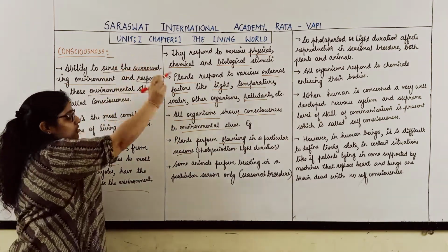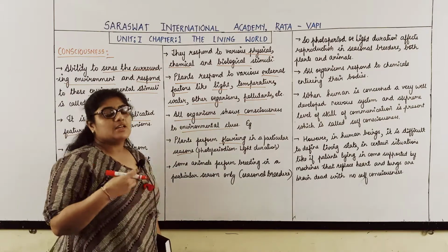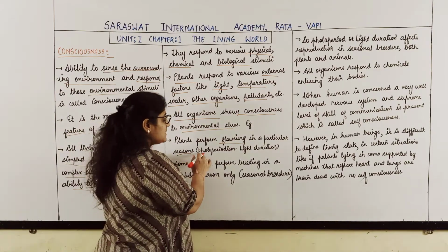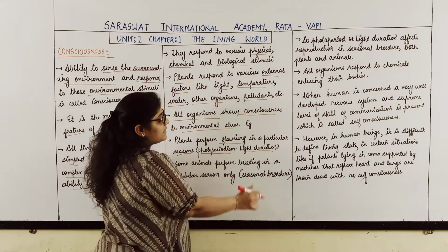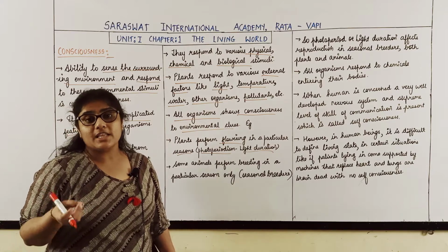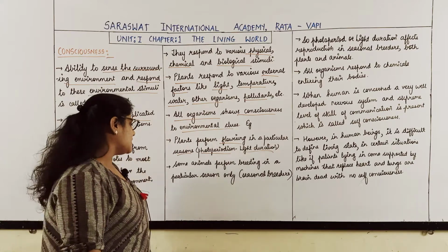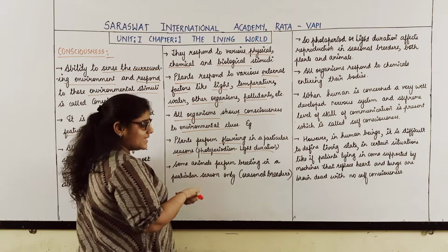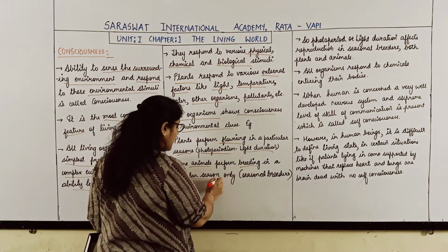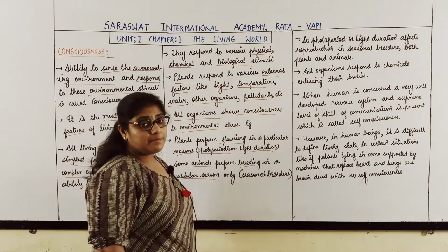It is called consciousness. Certain plants flower only in a particular season, that is photoperiodism. The light duration plays a very important role in the process of flowering in plants. Another example, in animals: certain animals perform breeding only in a particular season.